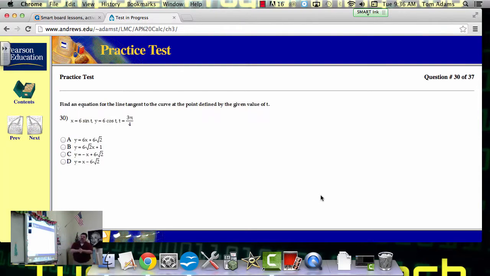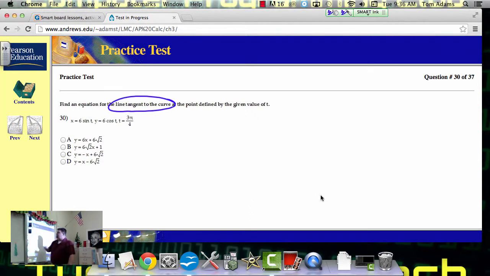For this one we need to find the tangent line to the curve, but we have parametric equations. Now, what is the fancy way? We need the slope and a point. To get the slope, what's another way to write derivative? We know that the derivative is dy over dx.